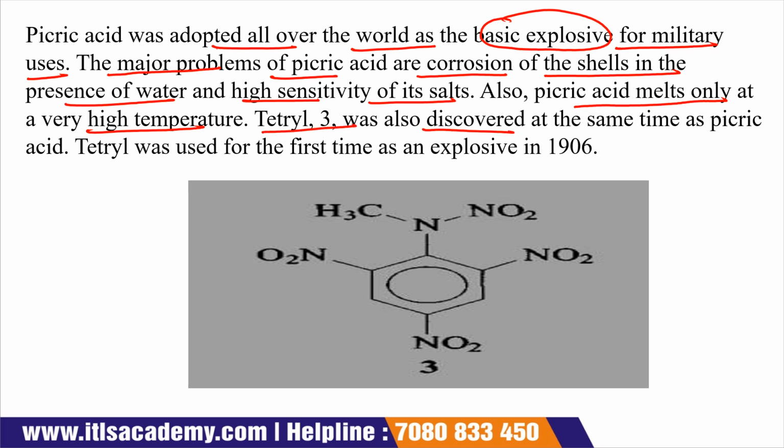Tetryl 3 was discovered at the same time as picric acid. Tetryl was first used as an explosive in 1906. When picric acid created a problem, tetryl was used in its place, and it was discovered at the same time as picric acid.